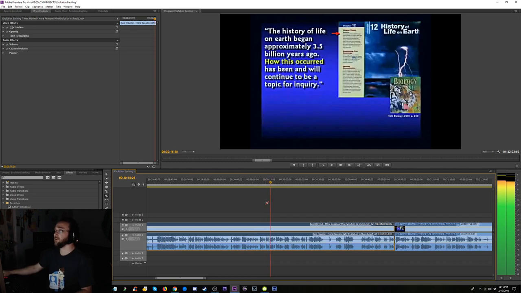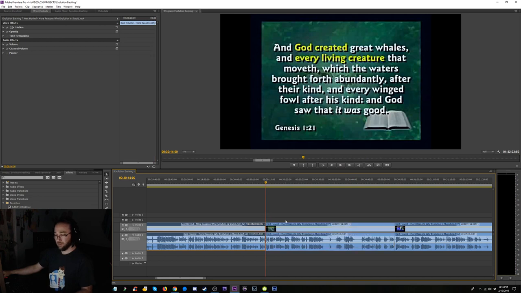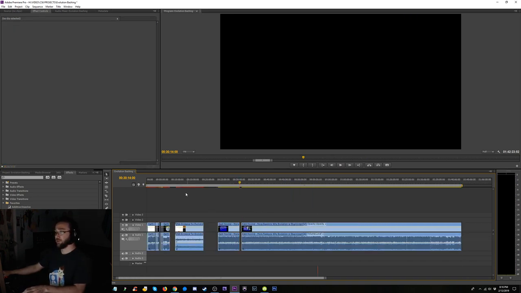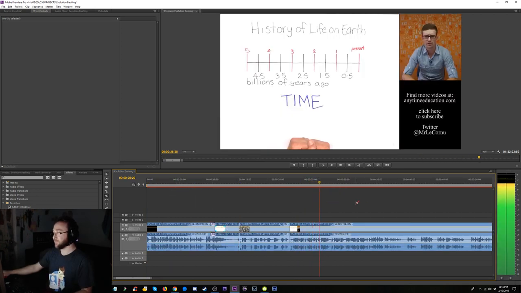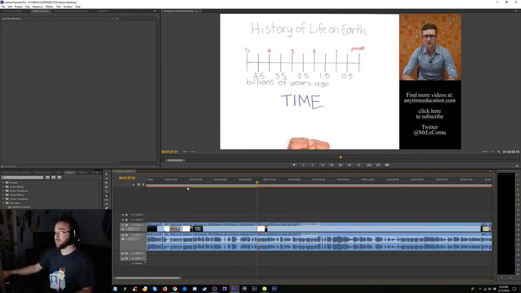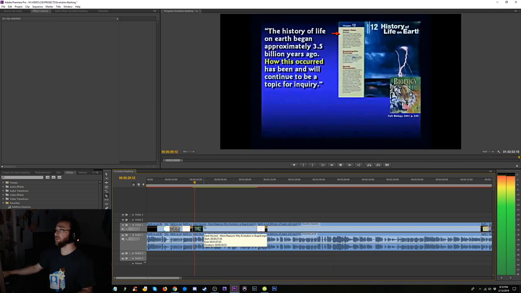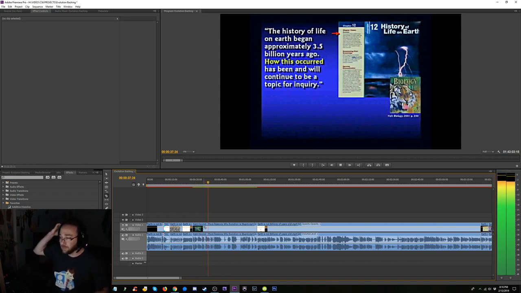This textbook says the history of life on Earth began approximately 3.5 billion years ago. This part I believe we can use. Let's try this. Earth is 4.5 billion years old. Paste it. That the Earth is 4.5 billion years old. This textbook says the history of life on Earth began approximately 3.5 billion years ago. How this occurred has been and will continue to be a topic for inquiry.